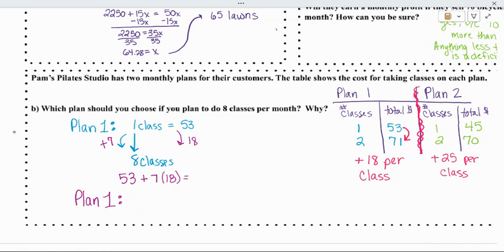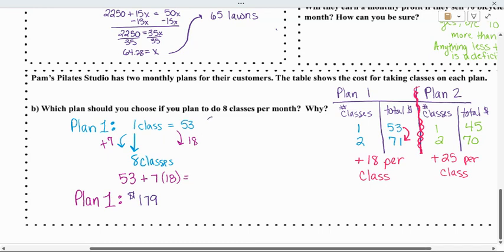Did everybody get 179 for that? 53 plus, yes? Okay. So $179. Let's look at our Plan 2.